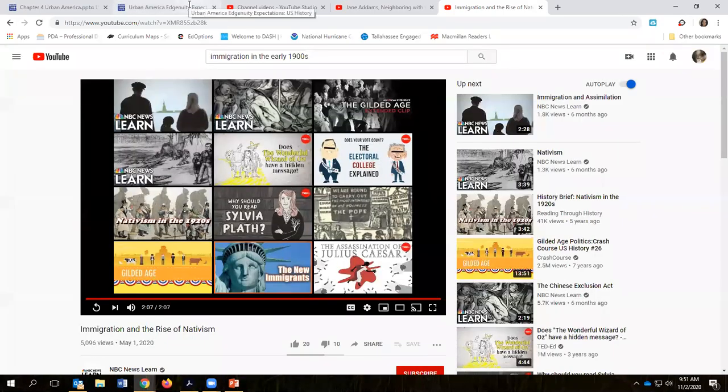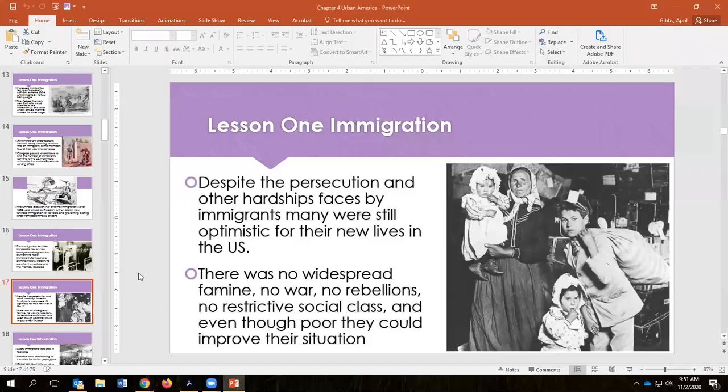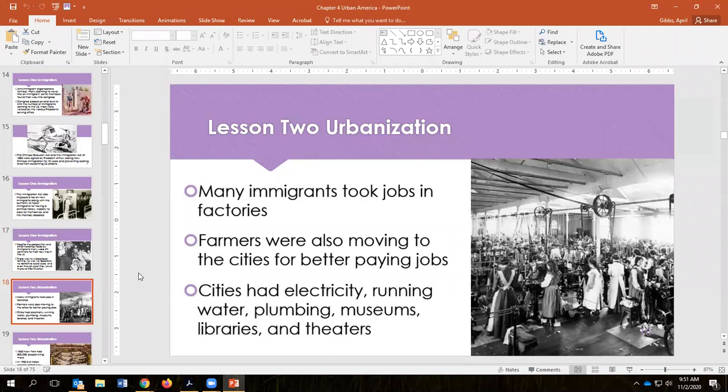All right, so let's go back to the PowerPoint. So now we're on to lesson 2, urbanization. And urban means cities. You got rural, R-U-R-A-L, that means the country. So many immigrants took jobs in factories. Farmers were also moving to the cities for better paying jobs.